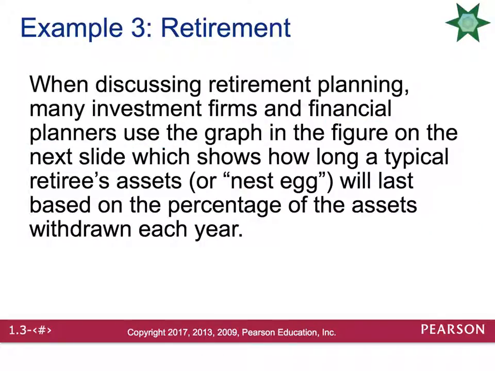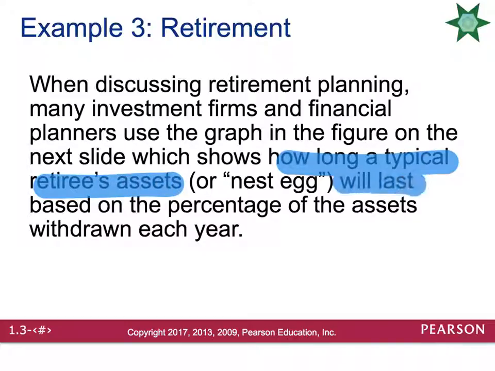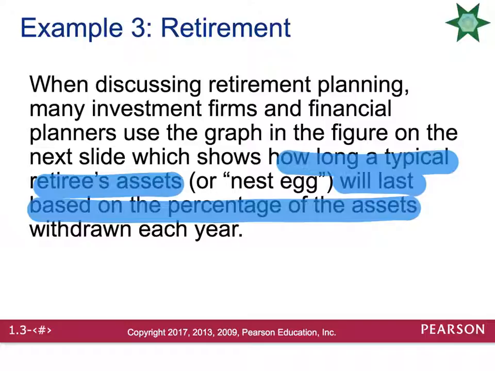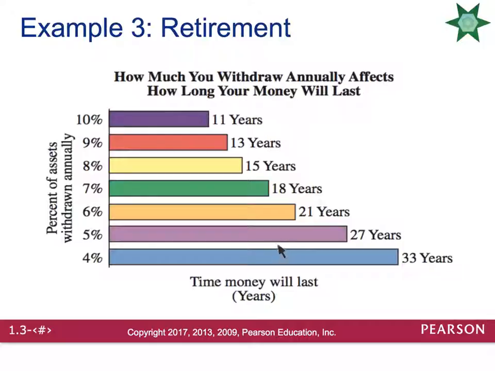Okay, so the next graph that we're going to look at shows how long a typical retiree's assets will last based on the percentage of the assets withdrawn each year. So we look at what percent we take out each year, and that tells us how long it will last. Okay. So just to explain here, if you take 10% of your retirement out every year, you expect your money to last 11 years. Now, it doesn't last 10 years because the money that stays in there is earning interest. So that's why it's a little bit more than 10.